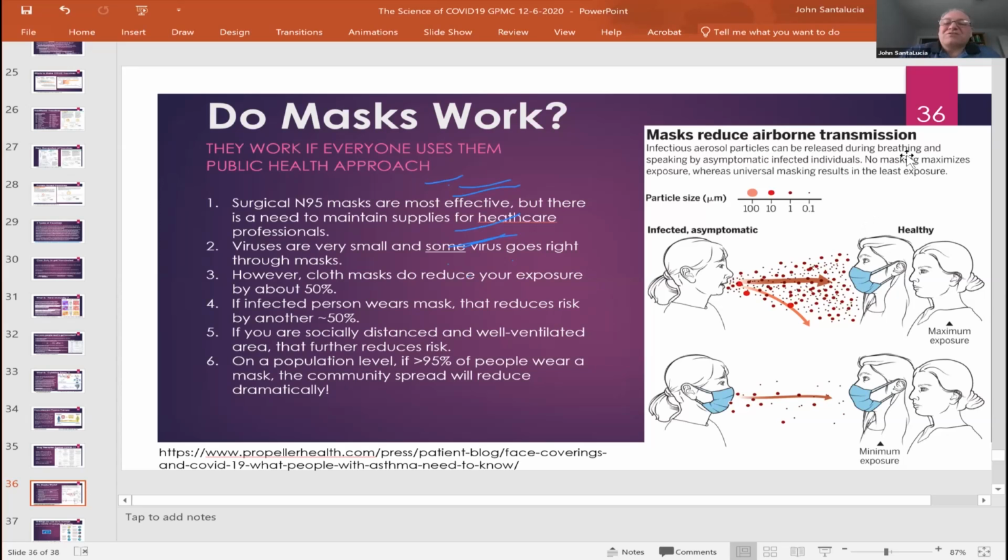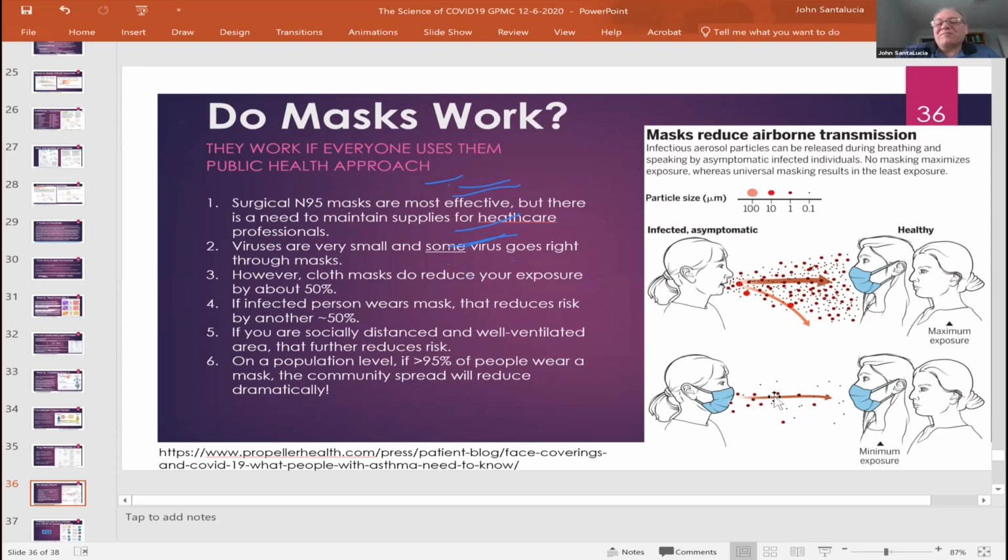They capture the respiratory droplets, which stick in the mask. So probably you're cutting your risk by about half. Now, if you wear a mask and the person who has the disease wears a mask, that sort of cuts it in half twice. So it cuts down your risk by 75%. If you social distance, that reduces your risk even more.